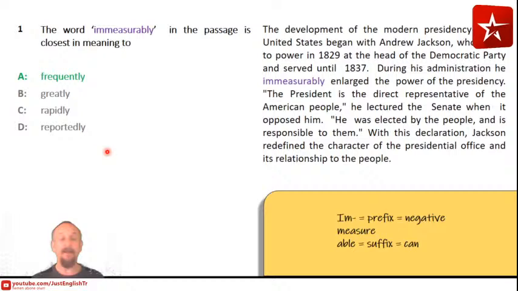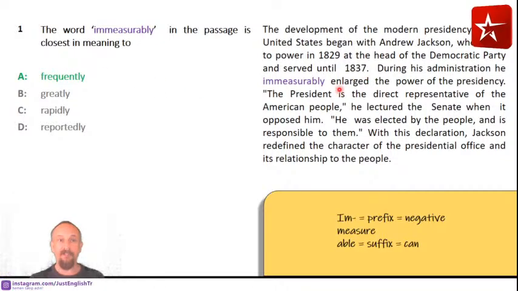Well, frequently, as I said, all of these fit, let's have a quick look. During his administration, he frequently enlarged. During his administration, he greatly enlarged. During his administration, he rapidly enlarged and reportedly enlarged. You know, they all fit in that sentence. But if we approach it from a prefix and a suffix and a root point of view, then we might be able to answer it. Frequently, it's to do with time, and we don't have that idea of negativity there either, or an idea of ability.